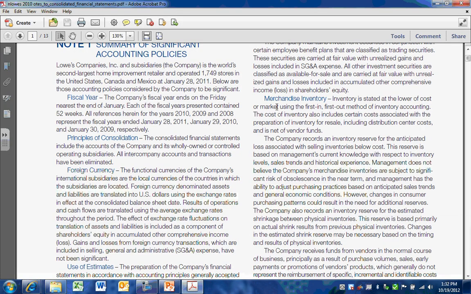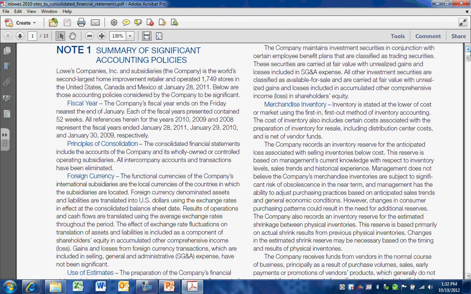So here are the notes from Lowe's financial statements, and they're going to start off by talking about the summary of significant accounting policies. Let's take a look at merchandise inventory. This gives us a good example.